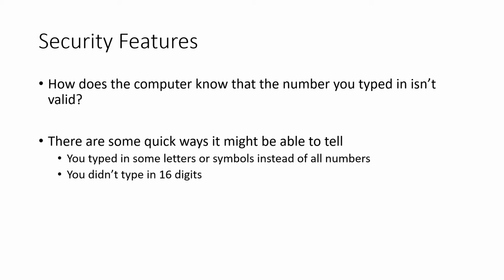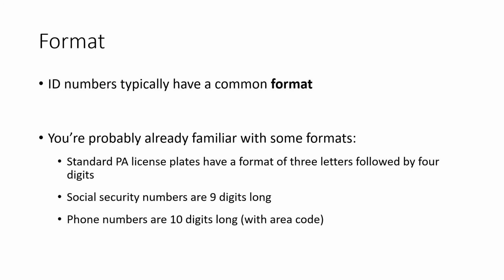Well, there's some quick ways that it might be able to tell. You might have typed in some letters or symbols instead of all numbers. One of the things we know is that credit card numbers have to be all digits. And you didn't type in 16 digits. In fact, credit card numbers always have to be 16 digits long. So if you didn't type in a 16-digit number, it would know immediately that what you typed in was not a credit card number. So that's talking about the format of the ID number.